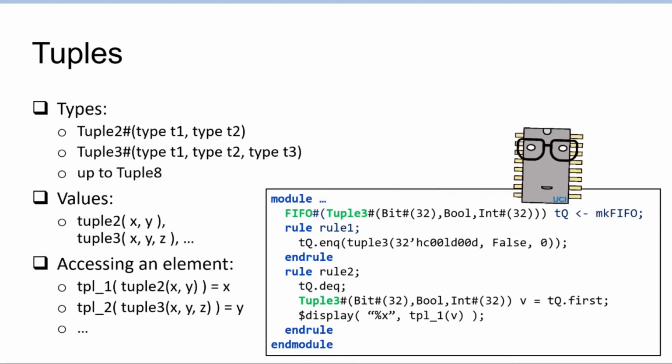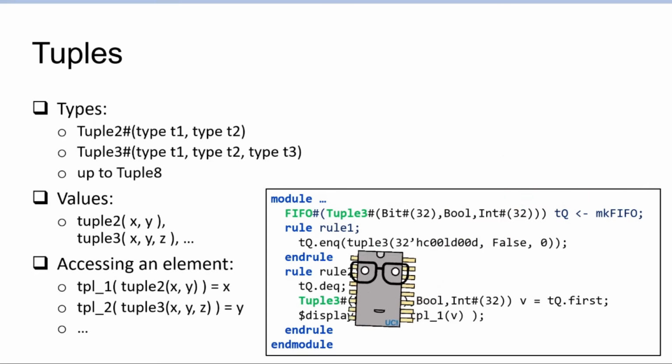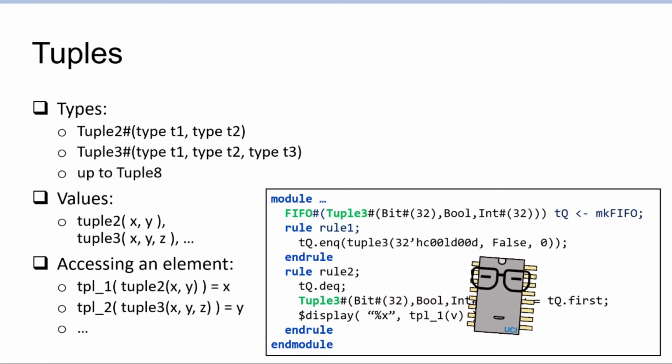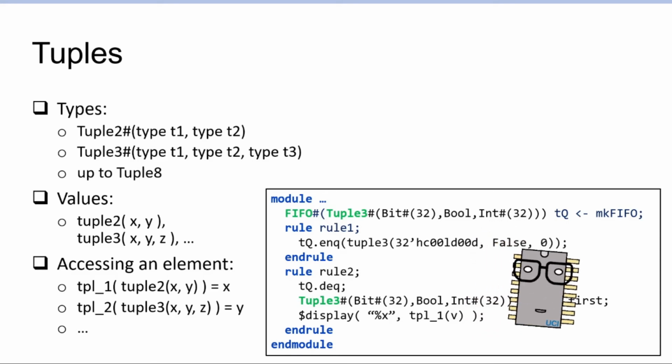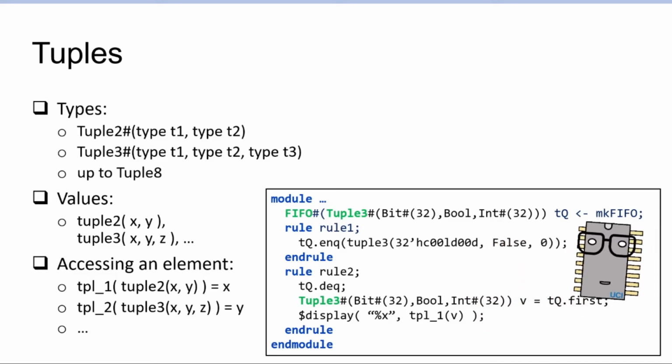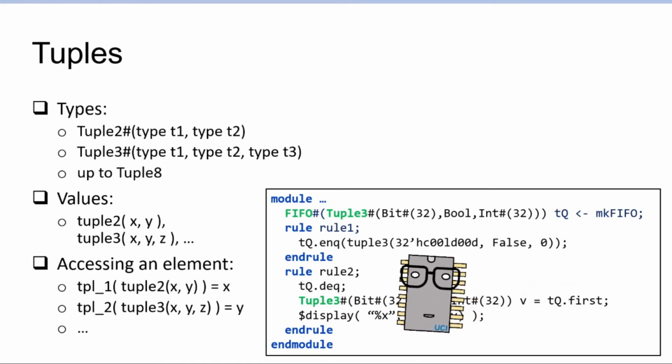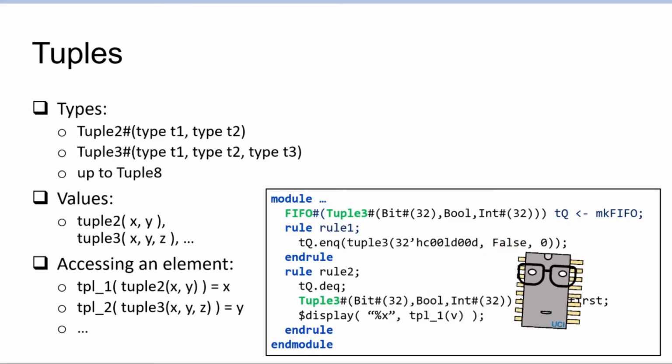And when you enqueue into this FIFO, you need to be able to define a tuple 3 value. In that case, you use a syntax like this, Tuple3, but you give it the first slot, which is a Bit 32, you can give it this value. The second slot, Boolean, you can give it false. For the last slot, Int, you can give it this value. So with this line, you're pushing a 3-tuple value into the FIFO tq, where each of the values inside the 3-tuple is this, this, and this.